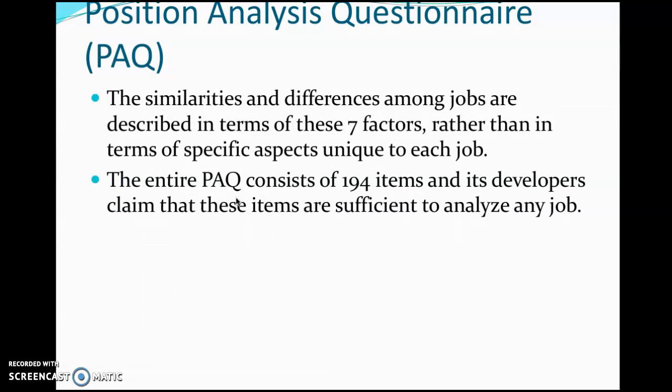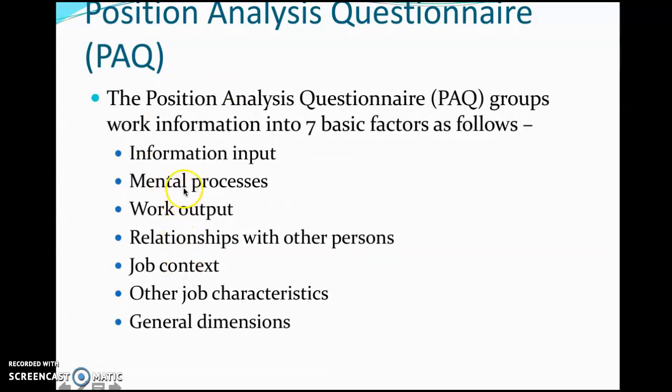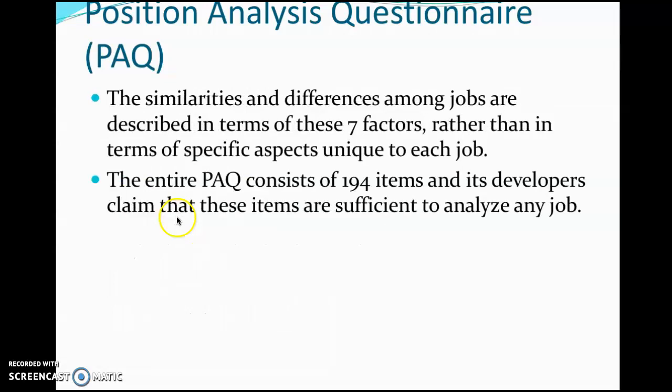Right, so the similarities and differences among jobs are described in terms of those factors rather than in terms of specific aspects. So let's just say I'm looking at an admin assistant in marketing and I'm looking at a legal clerk. They are very different jobs, but there may be similarities when it comes to doing things such as mental processes or work output. So as I said, it gives me a framework of how I can look at very different positions, but yet in different degrees within these 7 factors.